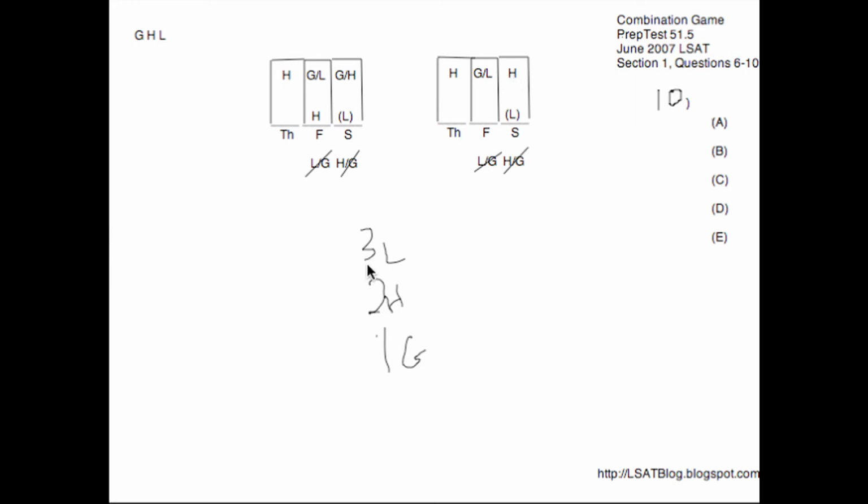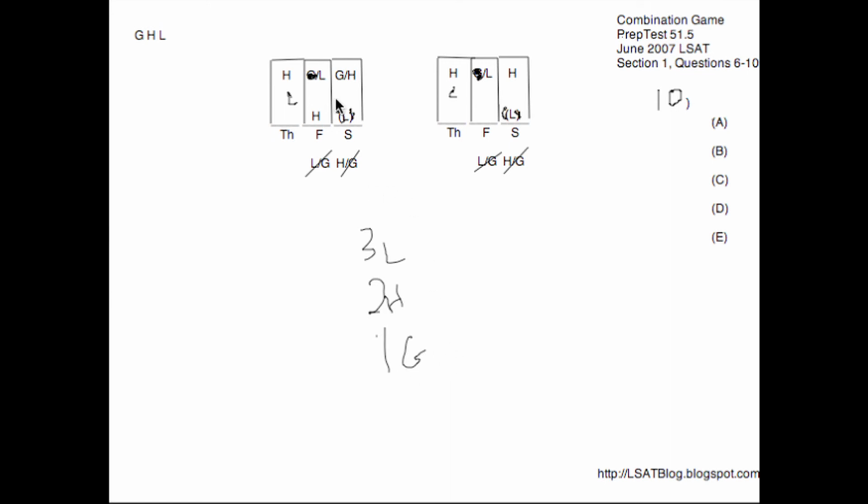So other constraints we have to deal with, we have to have 3 L's. So L's definitely going to have to go on Saturday in both of these diagrams. We also need to have L on Friday in both of these, so we're not going to have G on either of those days. And then, of course, we're going to have L on Thursday in each of these diagrams as well, since L has to go all 3 days. Then remaining, we have 1 G to deal with. Now, where's that G going to go?